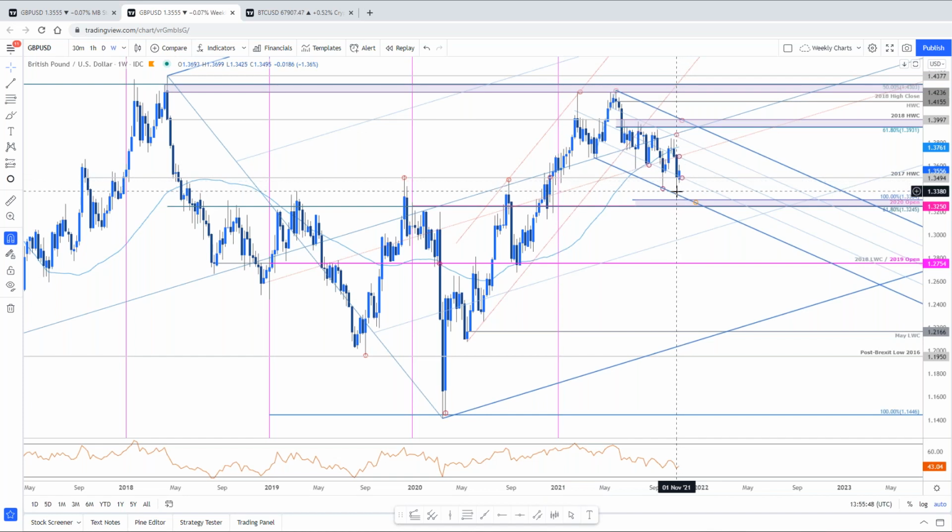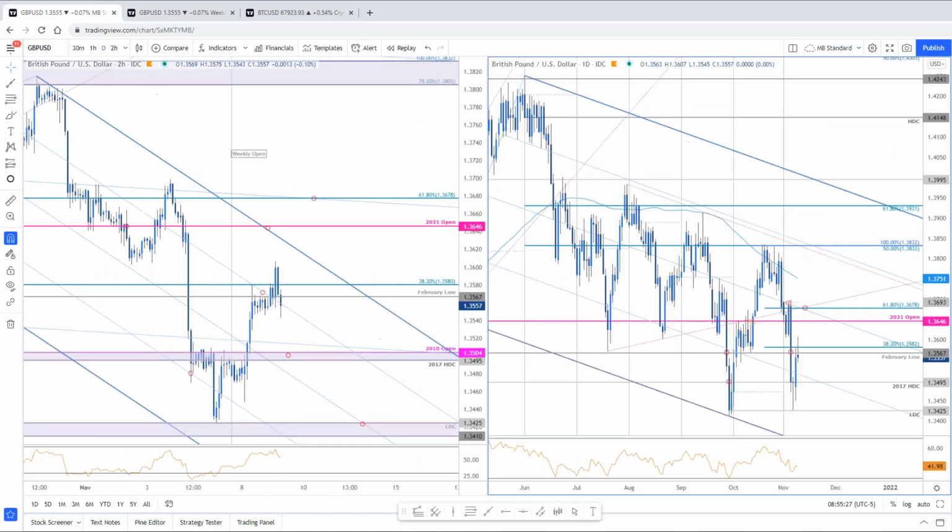Okay, this was a big drop. It's one of the largest drops that we've seen in sterling since back in August, but it took it right back into downtrend support and right back into that 2017 high week close. So what do you do from here? Here's the daily chart.